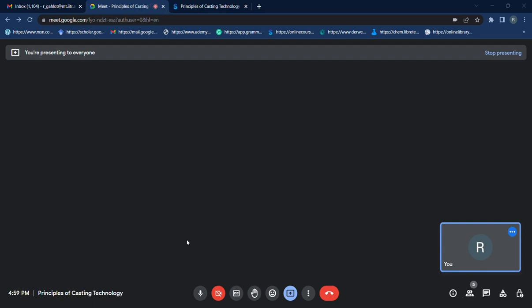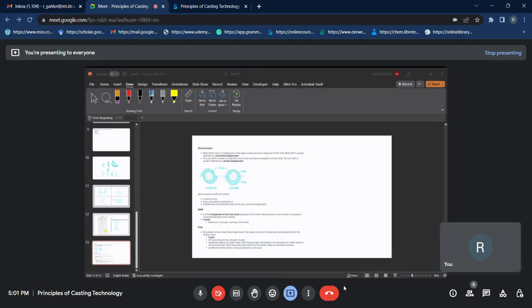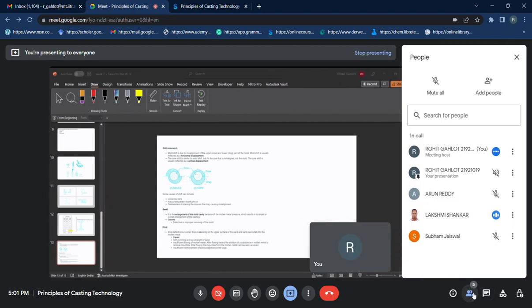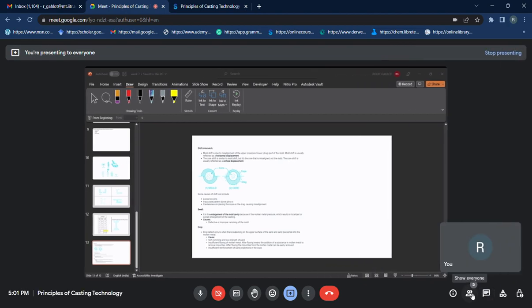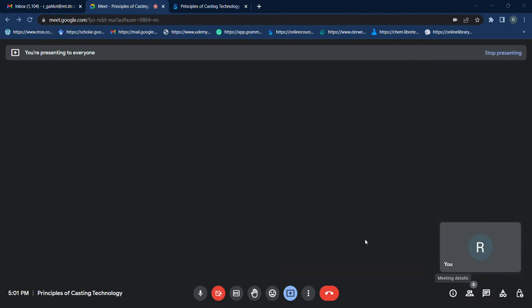What is the difference between drop and scab? Drop is when some material falls into the cavity when we close the flasks. That is known as drop. This is mismatch, alignment. Firstly, the question was the difference between drop and scab, on the previous slide.